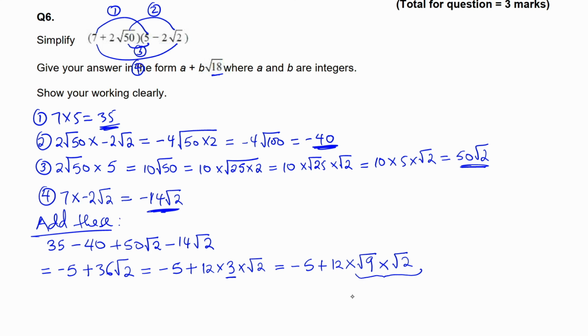Now we simplify this together, so that will be equal to negative 5 plus 12 multiplied by square root of 9 by 2, because when you multiply two square roots, you can write them so that they're under one square root sign. So this will be equal to negative 5 plus 12 square root of 18. And this will be the required solution.